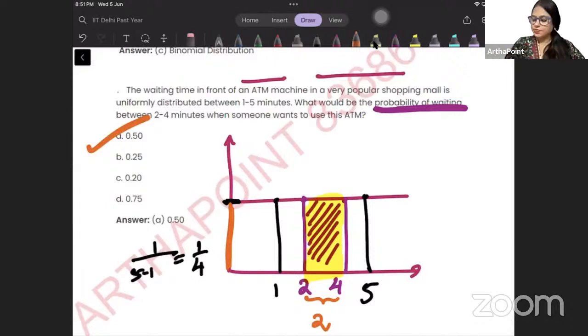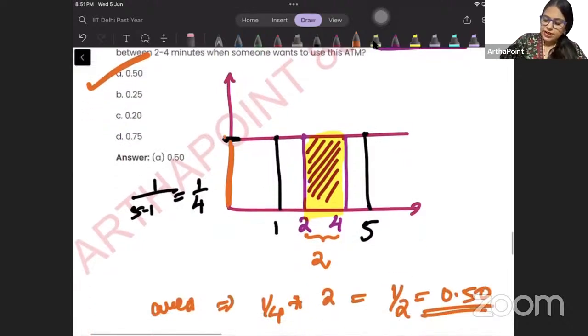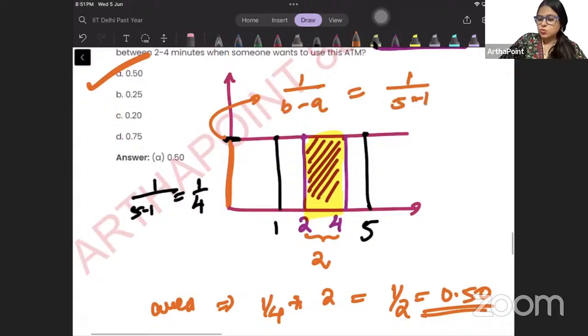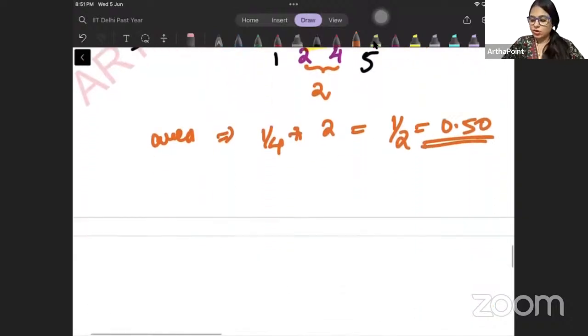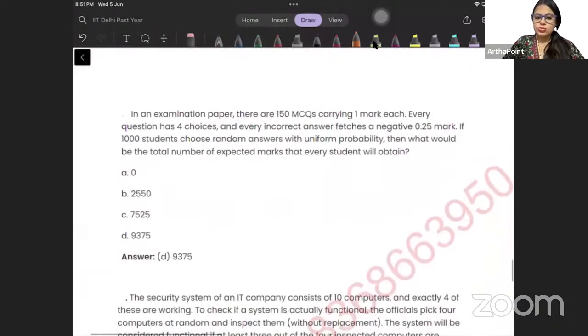This value beta is coming from 1 upon B minus A, 1 upon 5 minus 1, 1 by 4. Okay? The x-axis, y-axis, vertical coordinate. Okay, read the next question.